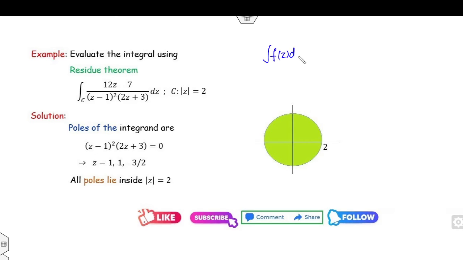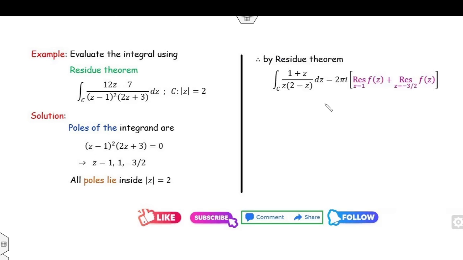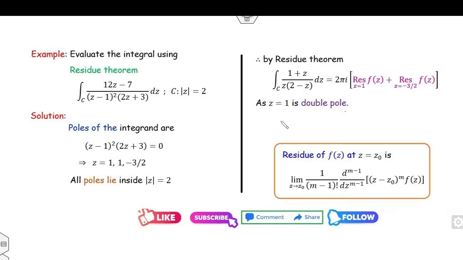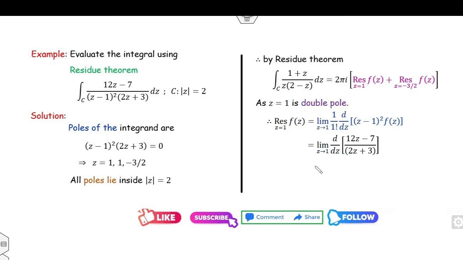Therefore, by using the Cauchy residue theorem, we can find the residue at 1 and the residue at minus 3 by 2. Firstly, I can find the residue at minus 3 by 2. Or you can start with the residue at 1. Because it's a double pole, I can start with the limit z approaches 1 of 1 factorial, first derivative of z minus 1 square into f of z. I can substitute the value of f of z. Fine. Z minus 1 whole square will be cancelled out. Now you can start with this derivative. Can you find the derivative of the function? So it is u over v. 2z plus 3 square, and the numerator is 2z plus 3 into 12 minus 12z minus 7 into 2. Now you can substitute the value of z is equal to 1. So once z is 1, 2z plus 3 means 5. 5 into 12 is 60. 12 minus 7 is 5.